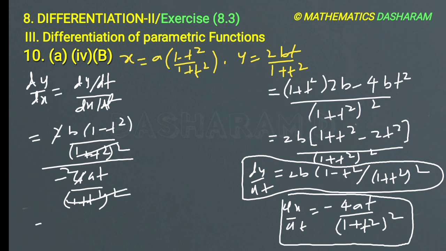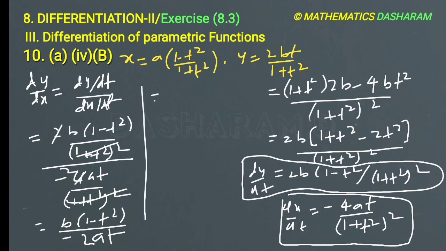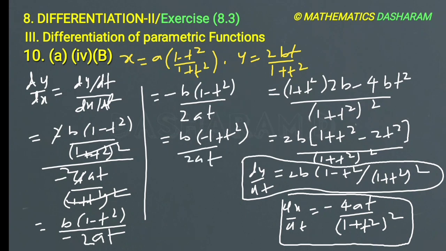Then the answer is b bracket of 1 minus t square divided by minus 2at. This minus symbol we write in the numerator place, so minus b bracket of 1 minus t square divided by 2at, and multiplying the minus inside, b bracket of minus 1 plus t square divided by 2at. So then b bracket of t square minus 1 divided by 2at is our required answer.